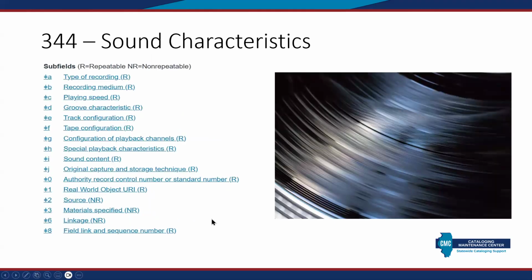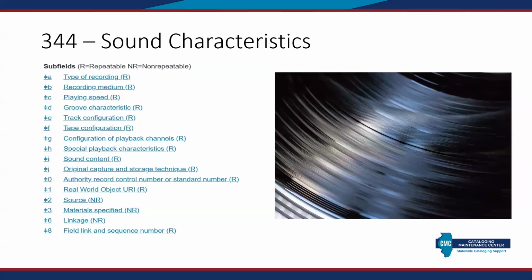The sound characteristics. So sound characteristics of e-resources containing them are recorded in the 344 field. Here are the subfield options from BFAS. Not all of them will apply specifically to e-resources, but it is worth knowing them all. Let's run through them. A is the type of recording. Is it an audio cassette, video disc, audio disc, something else?